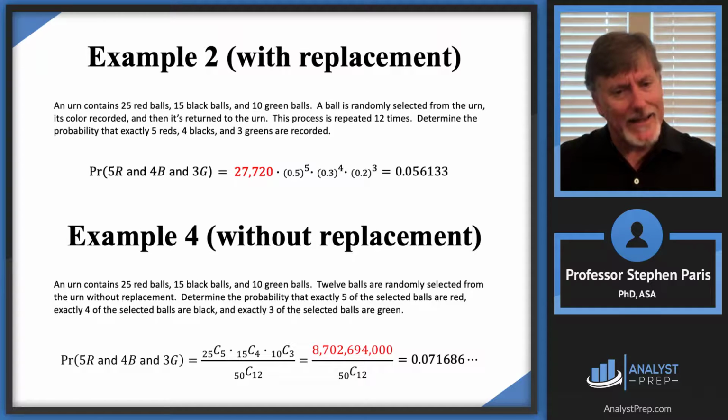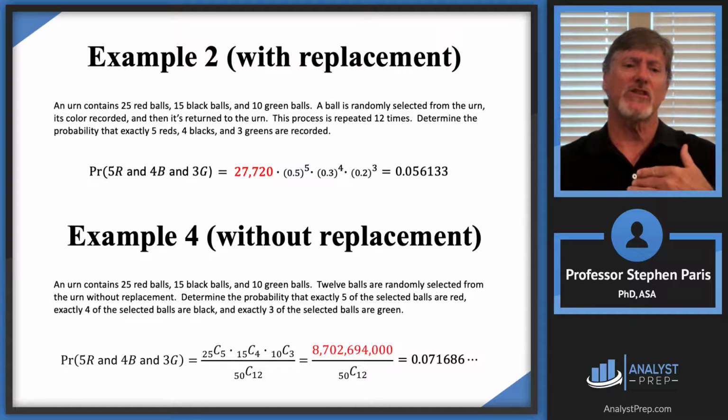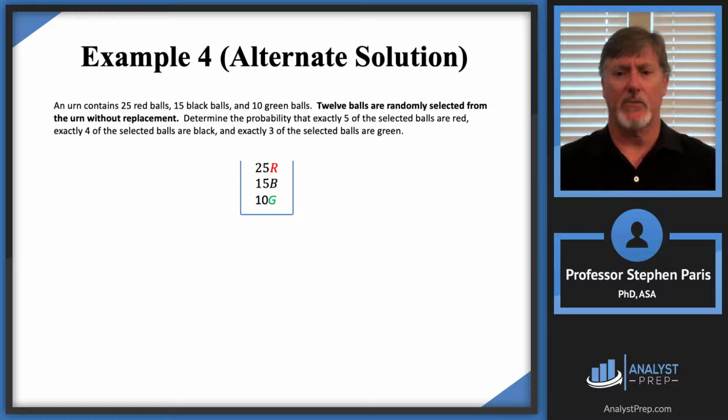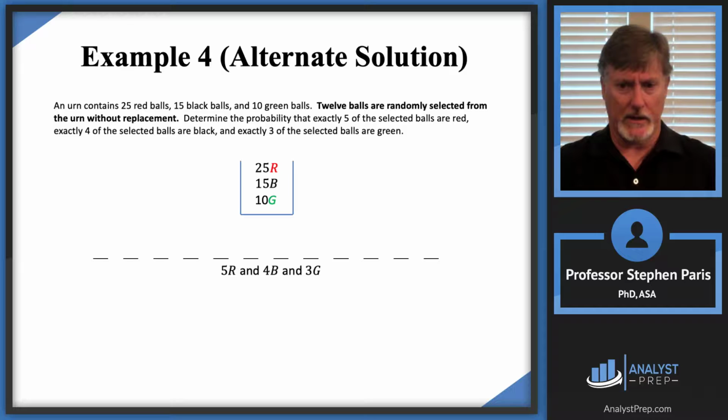That's what I would do, but I want to show you an alternative solution to example 4 where we use the same process as in example 2. So let's look at that real quick. In this case, I'm going to list out the slots here, and I know that I've got 12 balls that I'm selecting from the urn, this time without replacement, and I want to know the probability that exactly 5 were red, 4 were black, and 3 were green. Now, I don't know what color the first ball is, but the probability of selecting that ball is something out of 50.